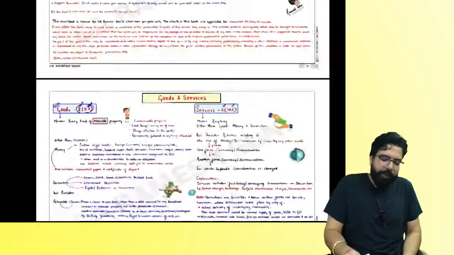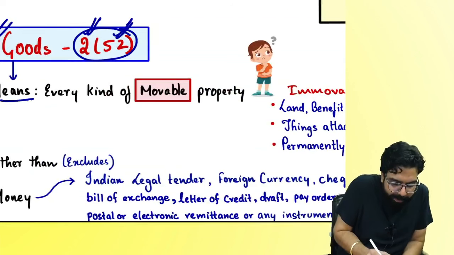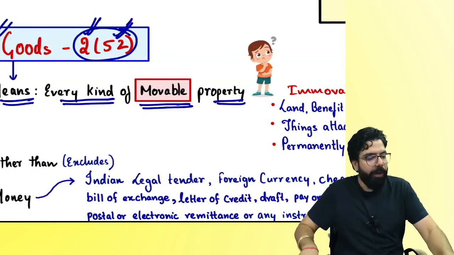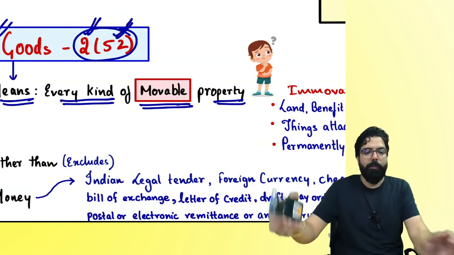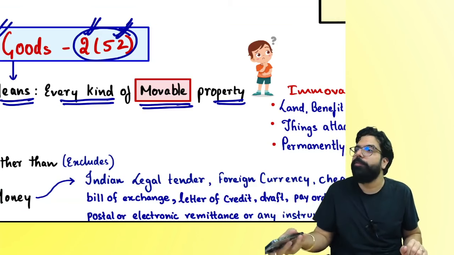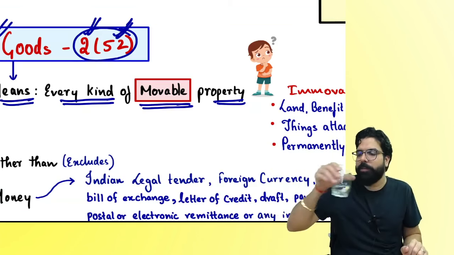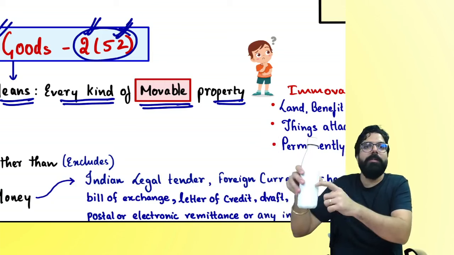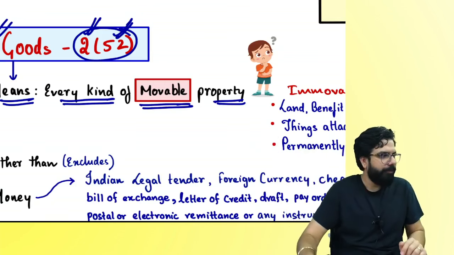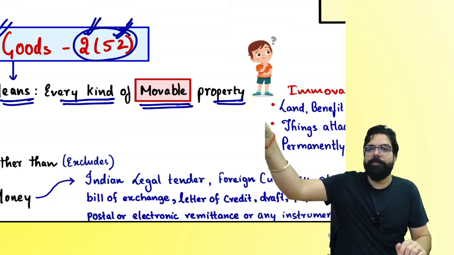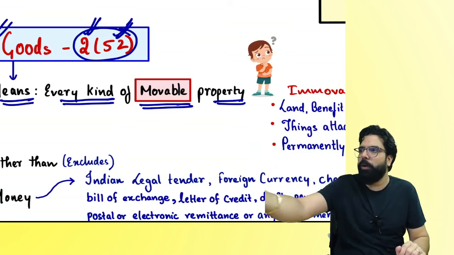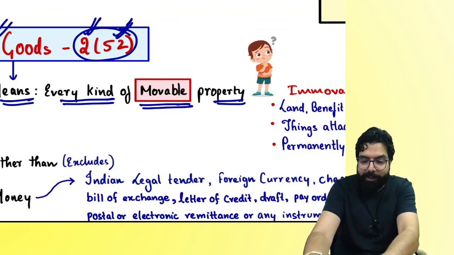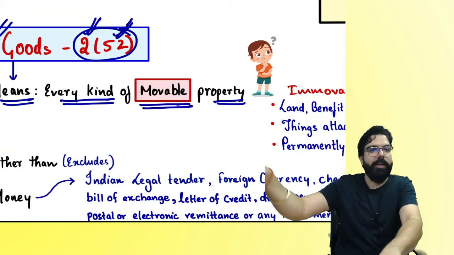Okay, everyone? Now, the definition of goods says the meaning of goods is every kind of movable property. Sir, every kind of movable property means what? Mobile phone, movable. Goods or not goods? Goods. Glass, bottle, movable. Money? Money is movable, not moving, no. One minute. As of now, movable or not movable. Movable. Foreign currency, movable. Yes or no? Movable.